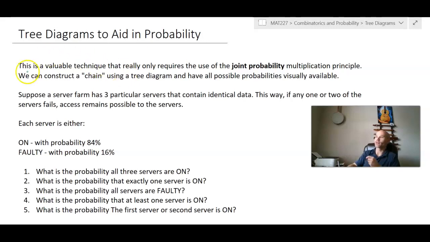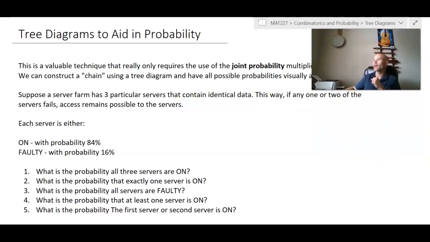So suppose, here's our example, suppose a server farm has 3 particular servers that contain identical data. This way, if any one or two of the servers fails, access remains possible to the data. So each server is either on with probability 84%, we'll just assume that means that it's functioning properly, or it's faulty with probability 16%. Now notice that those two add up to 100%. There's our sample space of events for any one server.